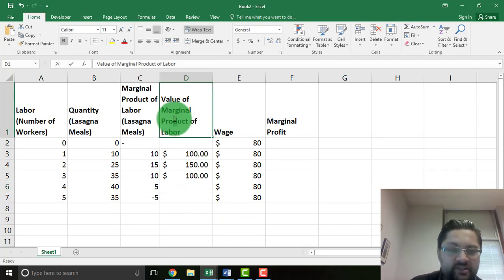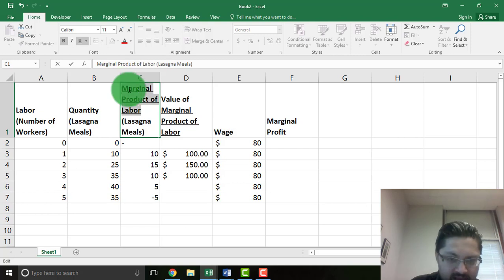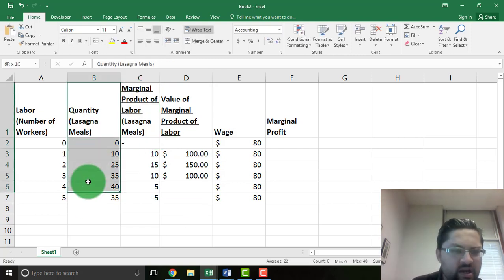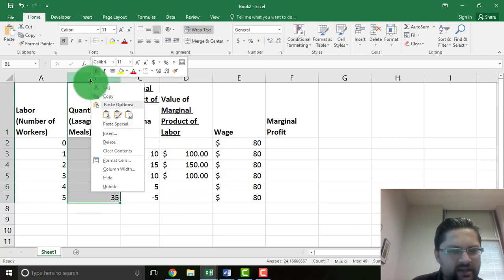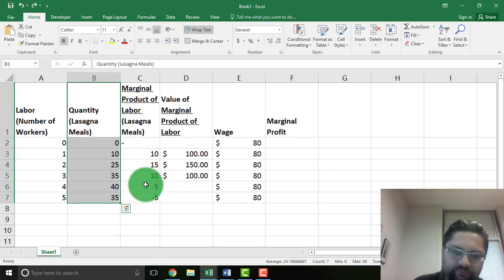Because that's what the definition is. The value of the marginal product of labor, right? So that would make sense. They match. Okay, so we're not worried about these anymore. In fact, we don't need this column anymore. We could actually hide it if we wanted to. Don't need it anymore. But I'll bring it back.